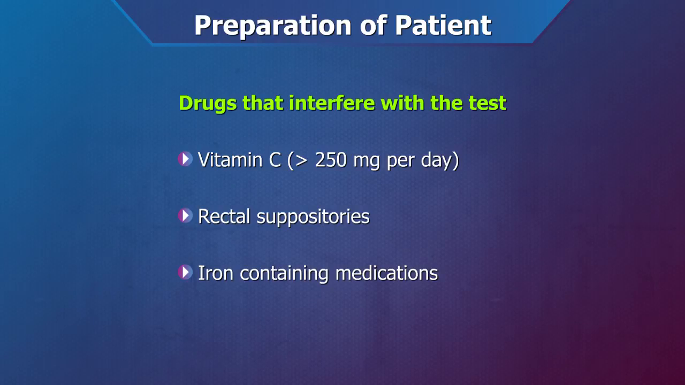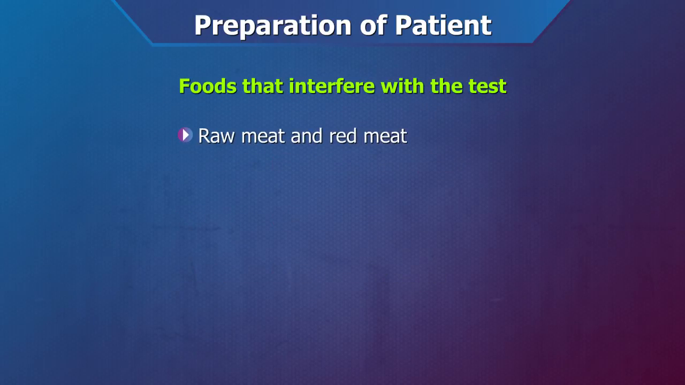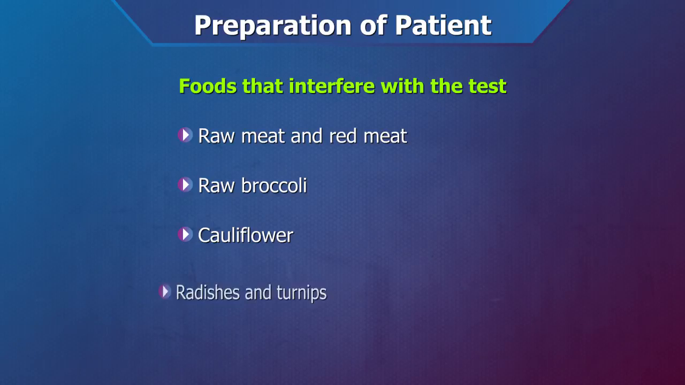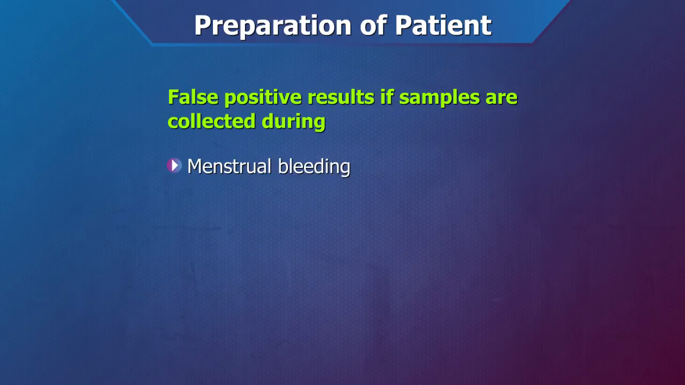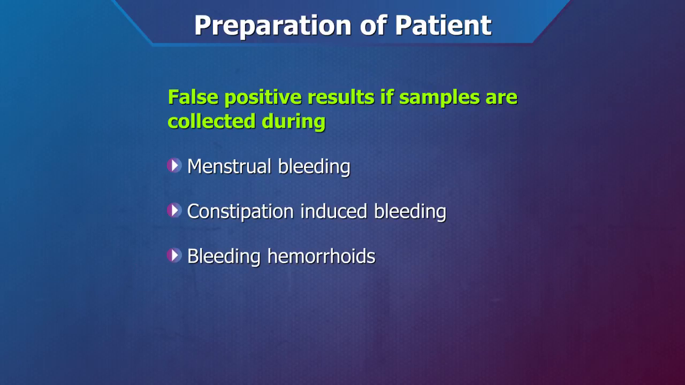For at least 2 days before and during the test period, all raw meat and red meat should be avoided. Raw broccoli, cauliflower, radishes, and turnips may cause false positive results, hence should be avoided. Stool samples collected during menstrual bleeding, constipation-induced bleeding, bleeding hemorrhoids, or when rectal medication is used may cause false positive results.